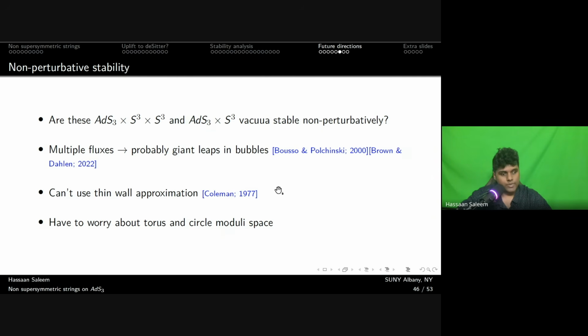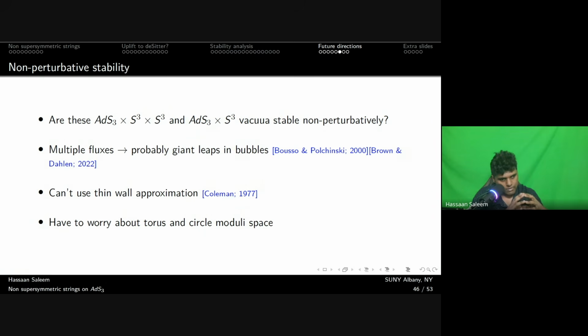Now, what about non-perturbative stability? I didn't talk about non-perturbative stability in this whole talk. So what about non-perturbative stability of the background that we studied, which is this one, and the previous background that was studied in 2022? One thing about these backgrounds is that they have multiple fluxes. And if you have multiple fluxes, there is this paper by Brown and Dahlen and Bousso and Polchinski, which argued that you can't have bubbles with small thickness, which is called the thin wall approximation. It was used by Coleman in his paper in 1977. So you have something called giant leaps, which means that you get rid of all the flux in a single bubble.